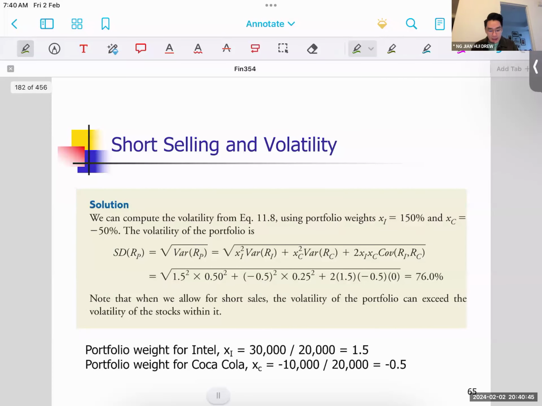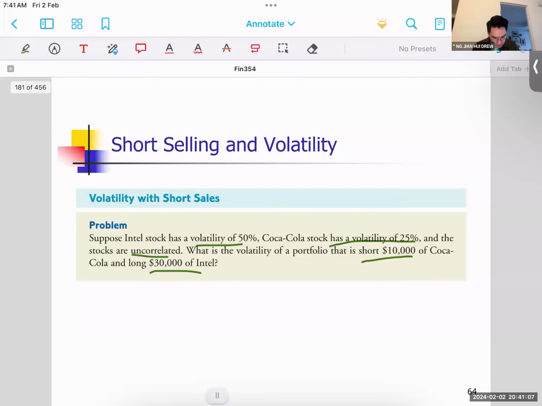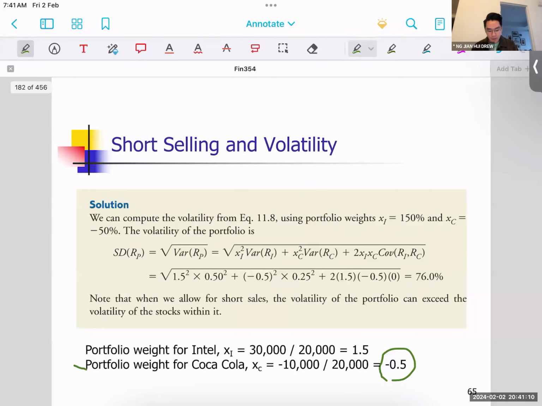So what does this mean? So I put a small calculation here. How do you calculate the weight of the portfolio now? Let's do Coca-Cola first, because we are shorting 10K. So we take negative 10 divided by 20. So we get this. Now, we are going to long 30K of Intel, but we only have 20K. So we have a 1.5, right? Important is that 1.5 plus negative 0.5 equals 1. So 100%. Of course, your portfolio must be 100%. It cannot be more than 100%, right? Portfolio is maximum 100%.